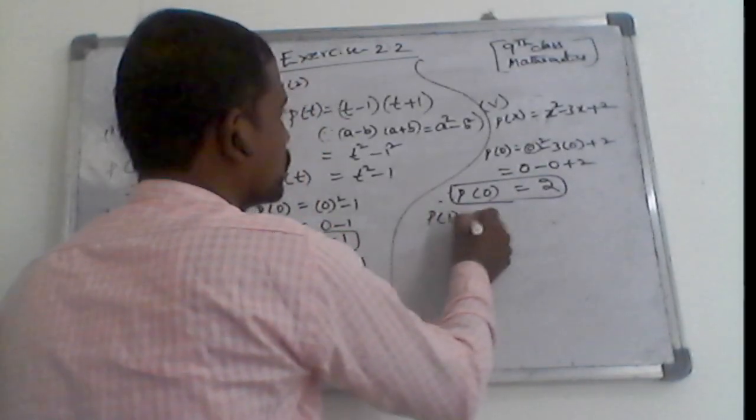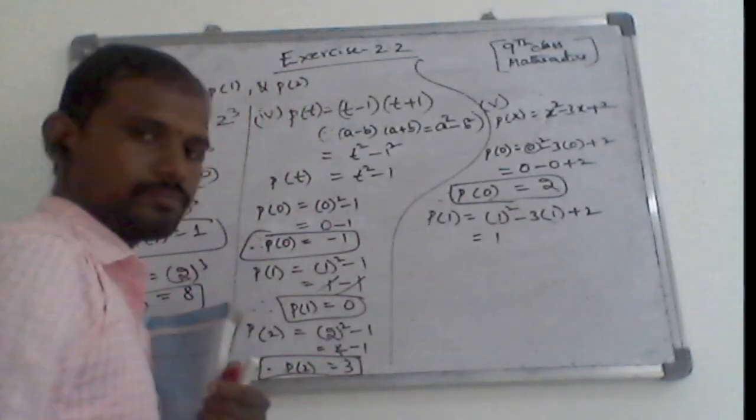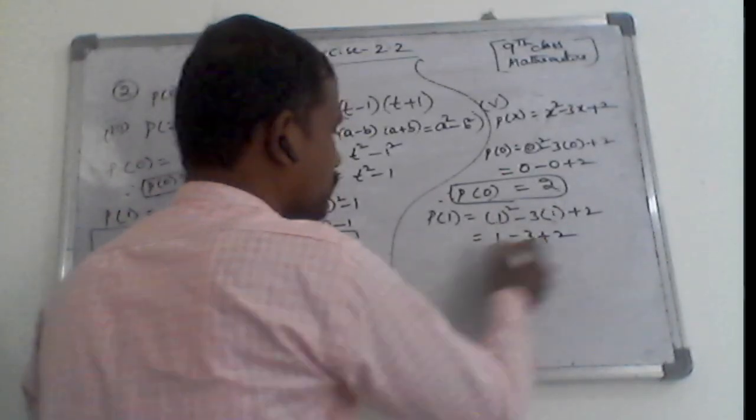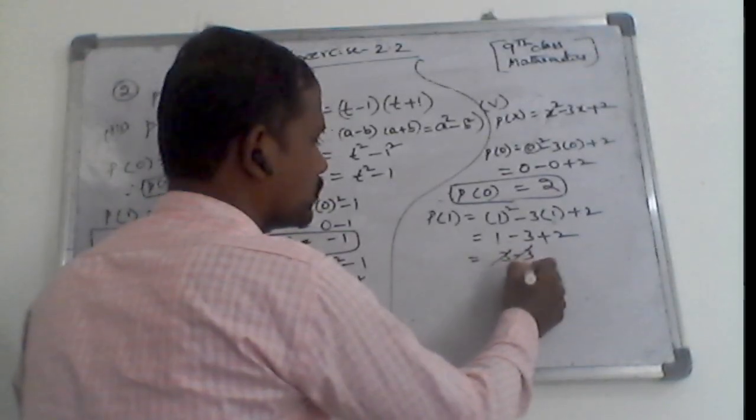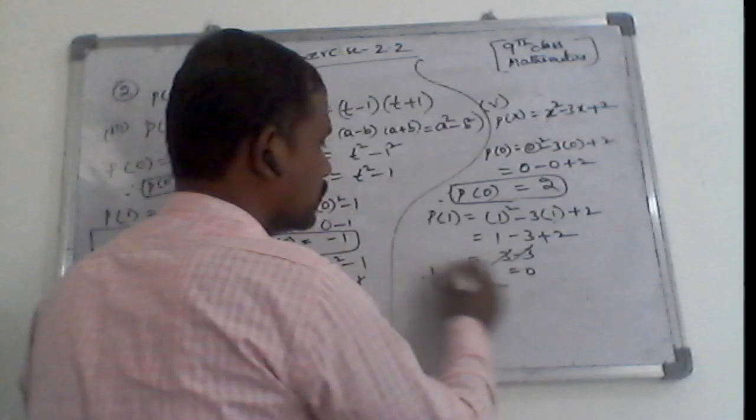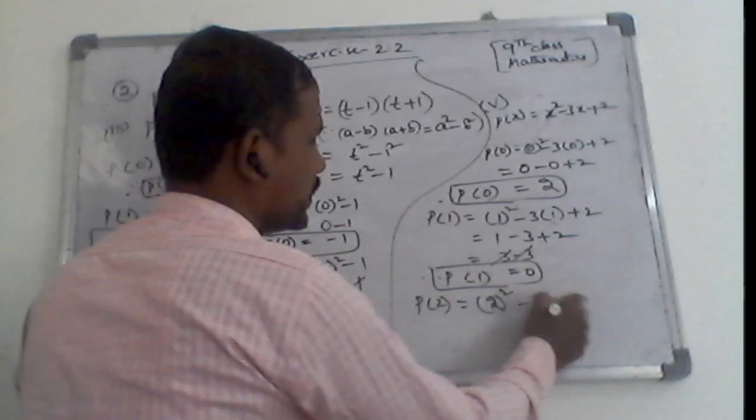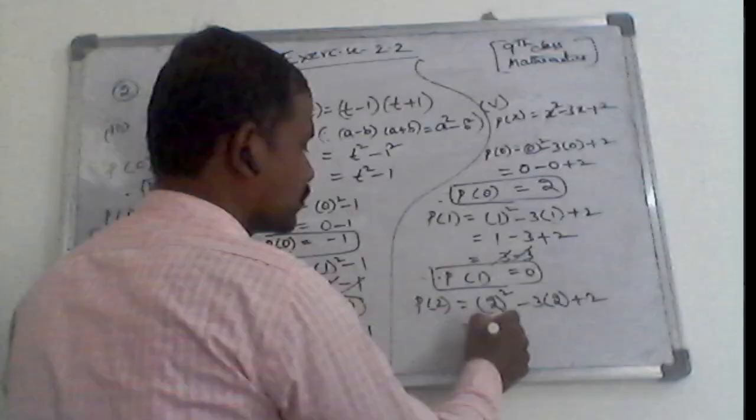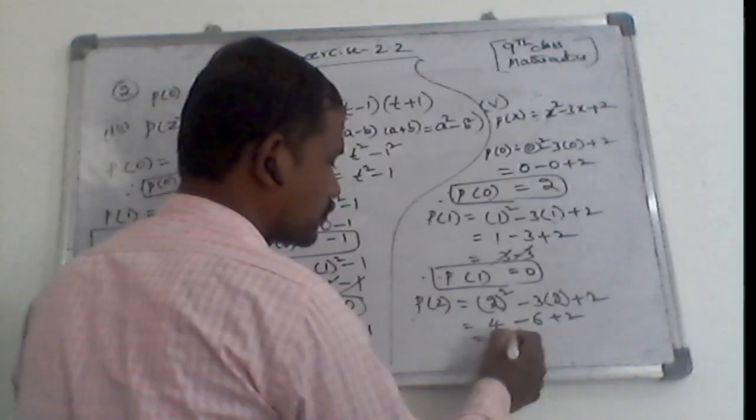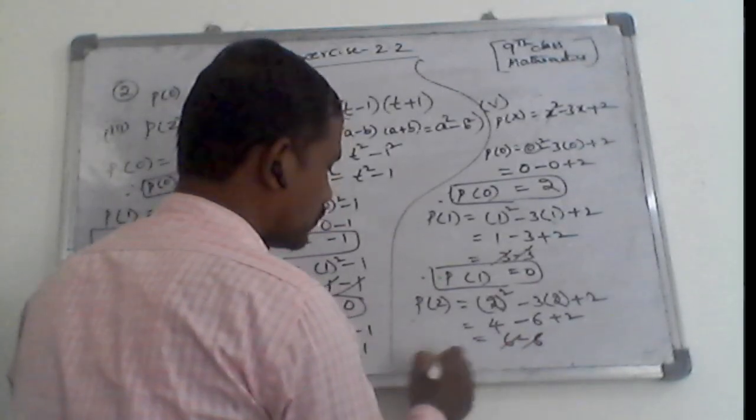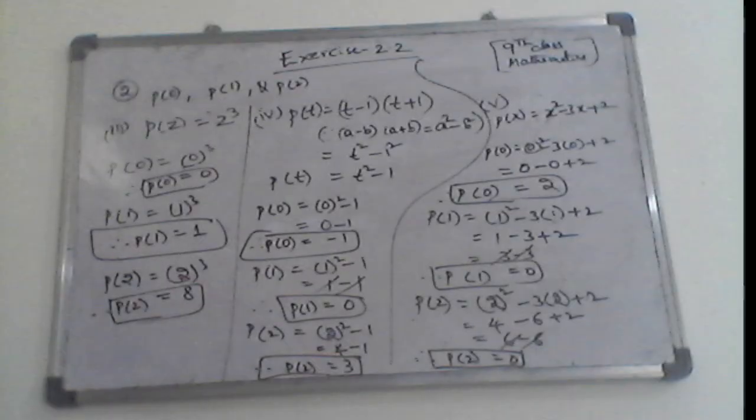Next one, P of 1. So 1 square minus 3 of 1 plus 2. 1 square is 1, 3 ones are 3, so 1 minus 3 plus 2 equal to 0. Therefore, P of 1 equal to 0. Next one, P of 2 equal to 2 square minus 3 of 2 plus 2. 2 square value 4, 3 twos are 6, so 4 minus 6 plus 2. Therefore, P of 2 equal to 0.